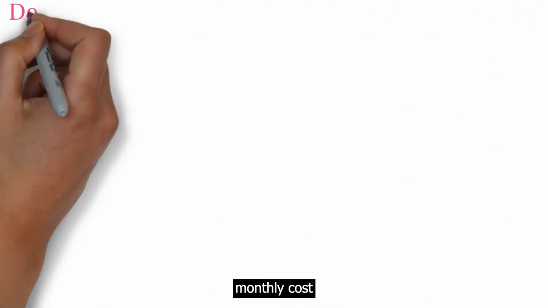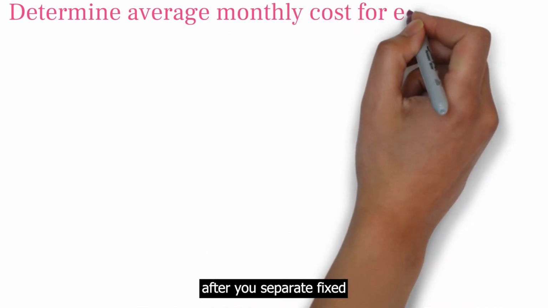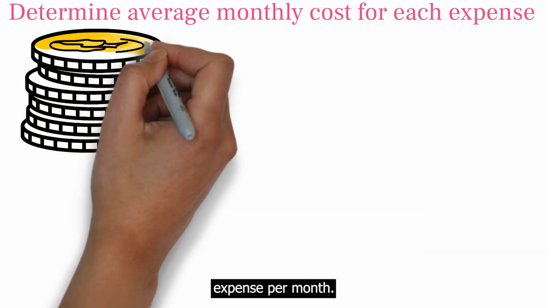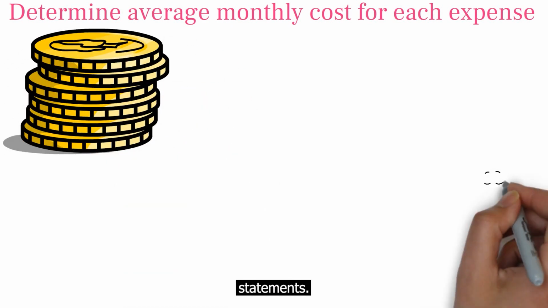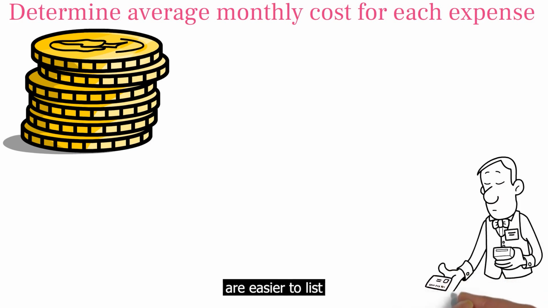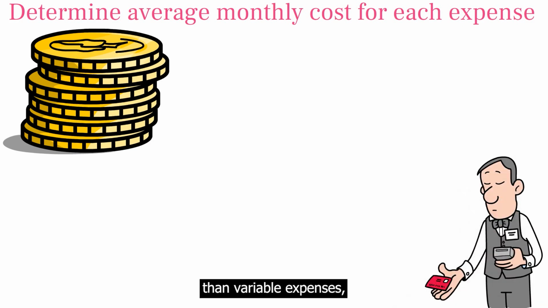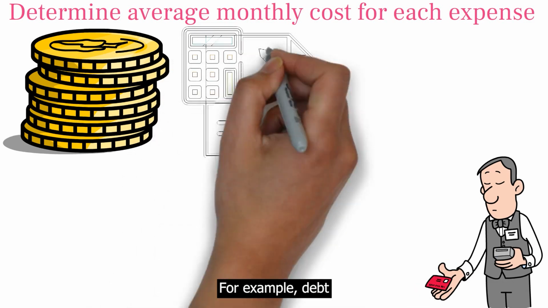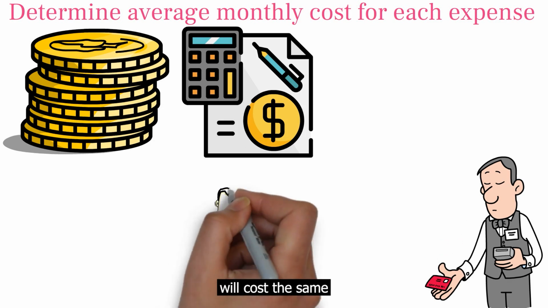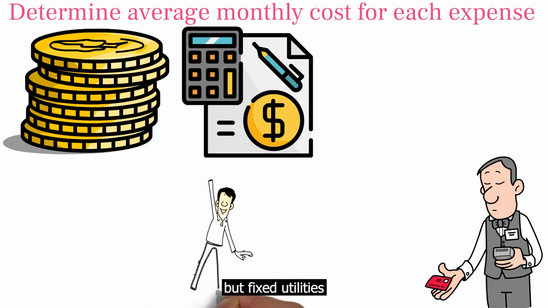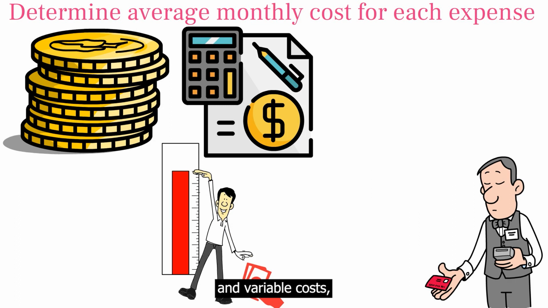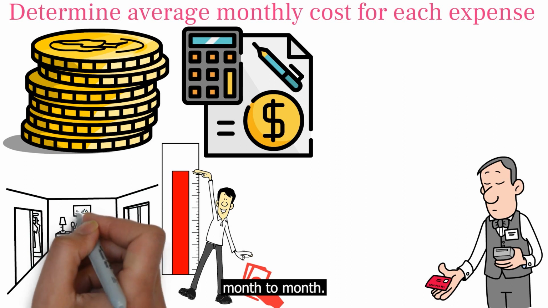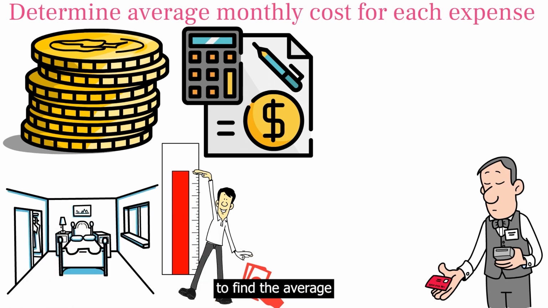Determine average monthly cost for each expense. After you separate fixed and variable expenses, list how much you spend on each expense per month. You can look up your spending on bank and credit card statements. Fixed expenses are easier to list on your budget than variable expenses, since the cost is generally the same month to month. For example, debt repayment on a mortgage or auto loan will cost the same each month. But fixed utilities, such as electric and gas, and variable costs, such as dining and household goods, often fluctuate month to month, so you'll need to do some math to find the average.